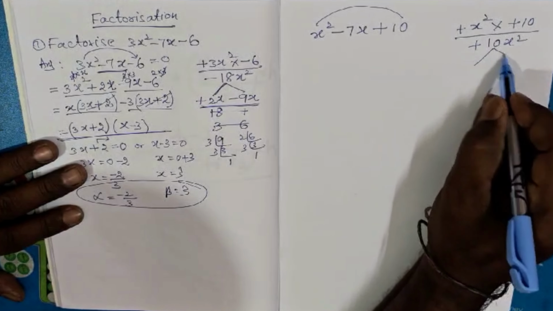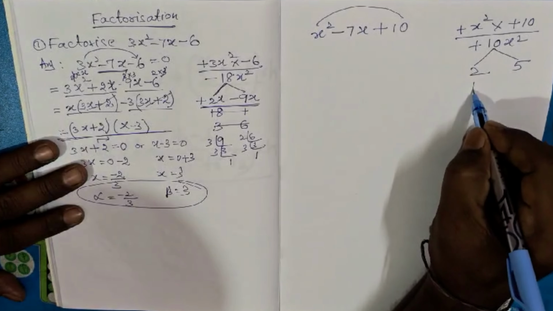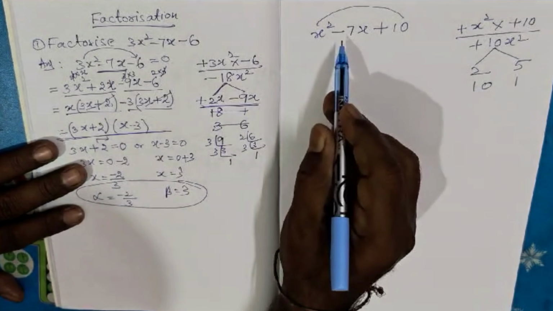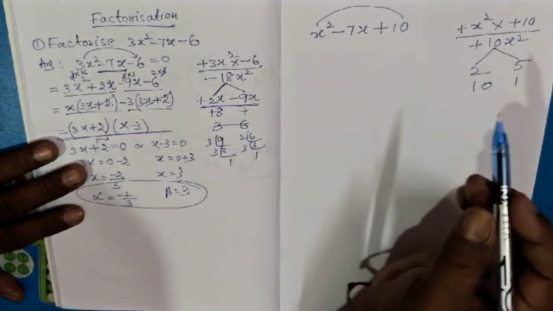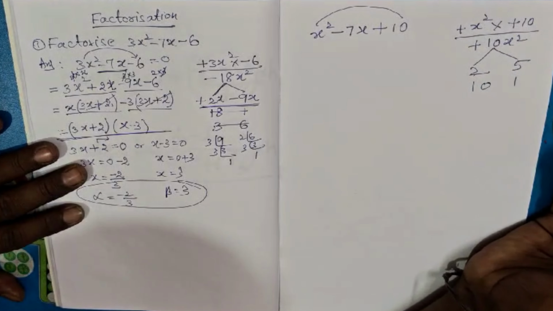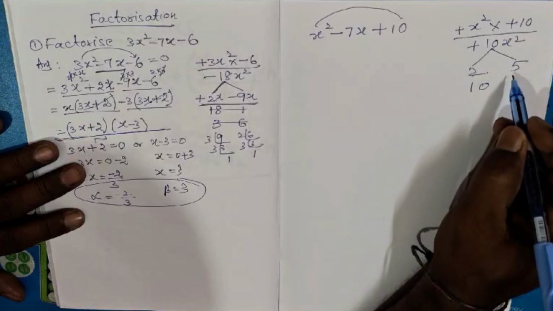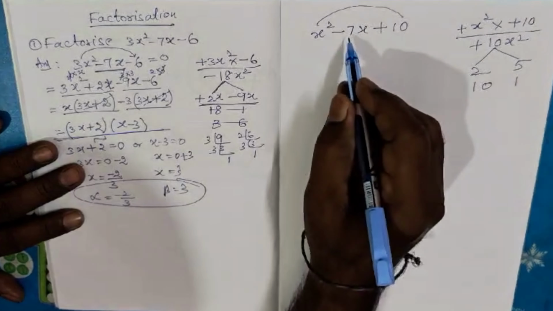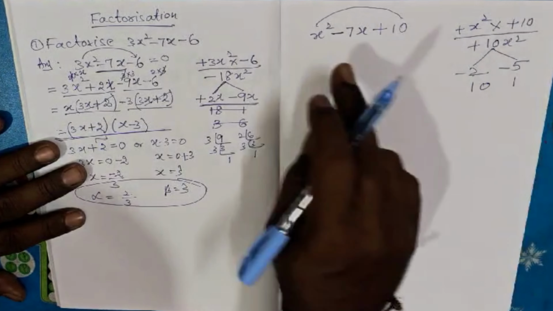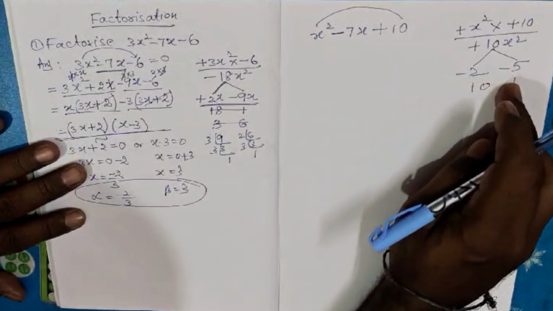Now, we have to take the tables of 10: 2 5s are 10, 10 1s are 10. Only these two tables. So, from these two, we should try to get minus 7x. Where are we getting 7? I will take the first one. 2 plus 5 is 7. In addition only we are getting 7. Note that here we subtracted, but here we are adding. When you are adding to get the middle term, the sign of the middle term should be written for both. If it is minus, you have to write minus for both. If it is plus, you have to write plus for both.